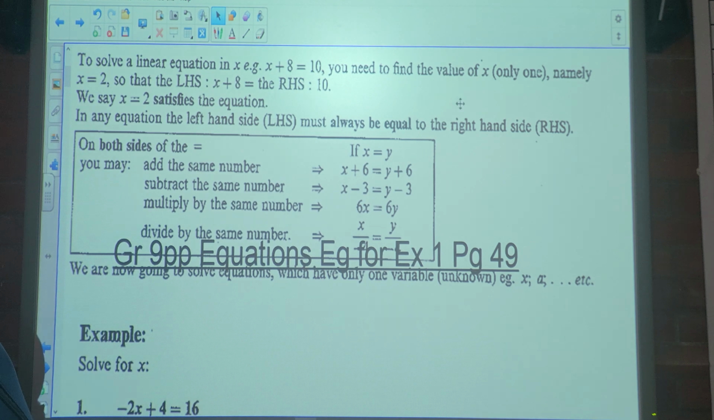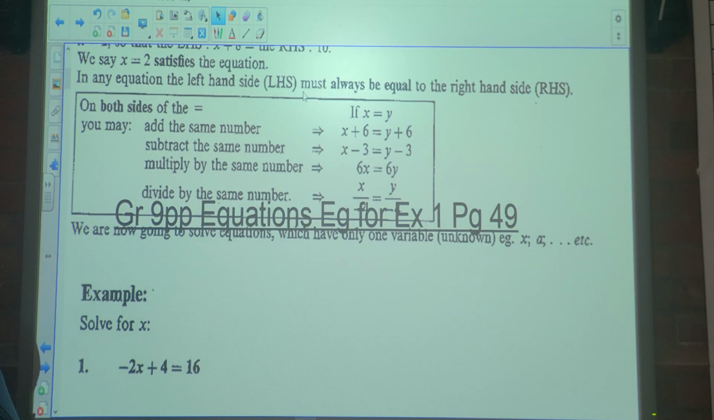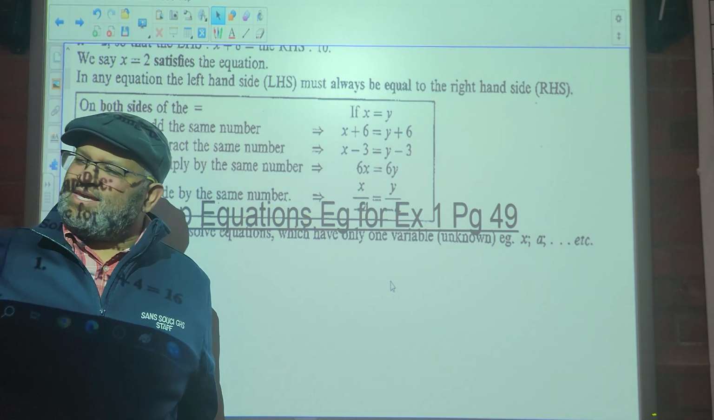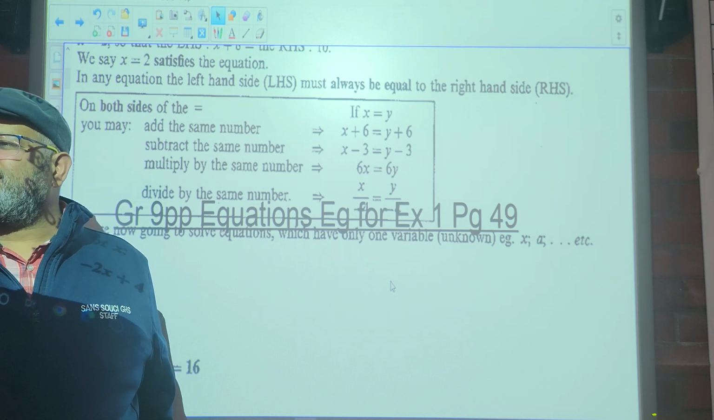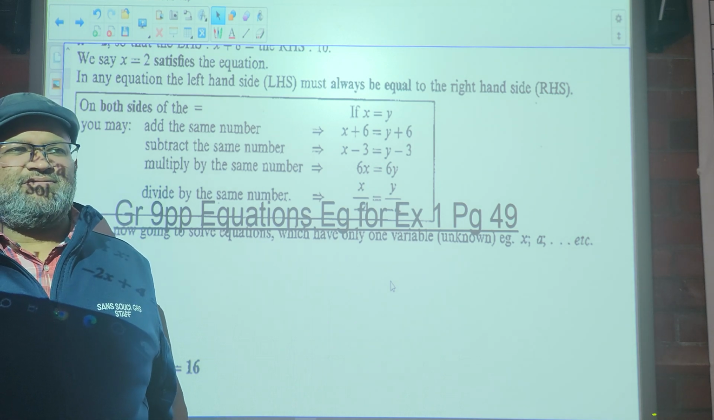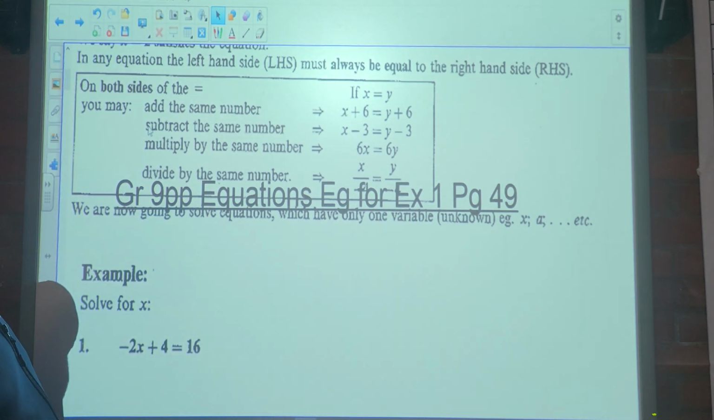Yeah. So, namely, x is equal to 2 for this equation here. So the left-hand side, which is x plus 8, is equal to the right-hand side, which is 10. Okay. As we know, the equation must be balanced and all of those things. We say x is equal to 2 satisfies the equation. In any equation, the left-hand side must always be equal to the right-hand side. If the left-hand side is not equal to the right-hand side, then the equation doesn't hold. Okay, you guys understand? Alright.